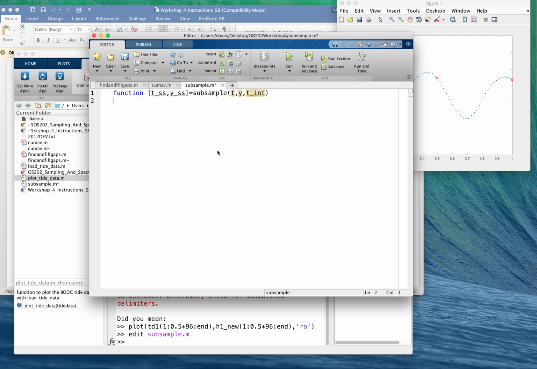Okay, let's write out what this does. This function subsamples a regular time series y t at a time interval t int.